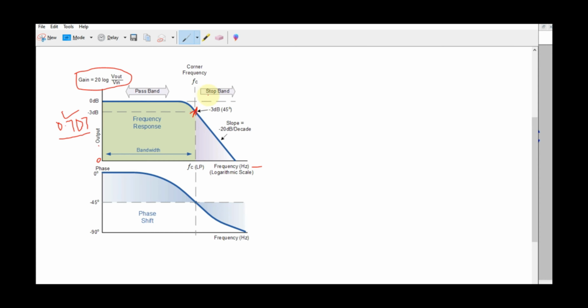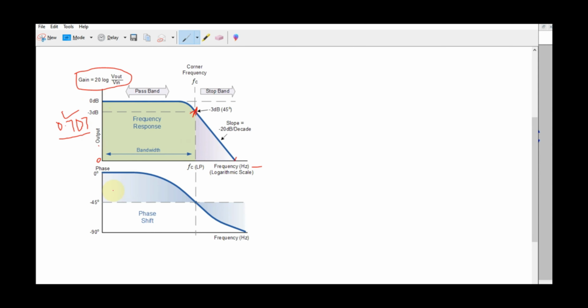After this corner frequency and minus 3 dB point, you can see your stop band. You cannot see your output here; after the corner frequency it is attenuating continuously, and at some point your output becomes zero. At the minus 3 dB point it is 70.7% of your output, and after that it starts decaying until it is zero. Here you can see it is zero. Hope you understand the magnitude plot, the plot between gain and frequency.